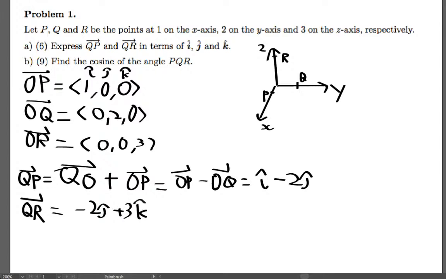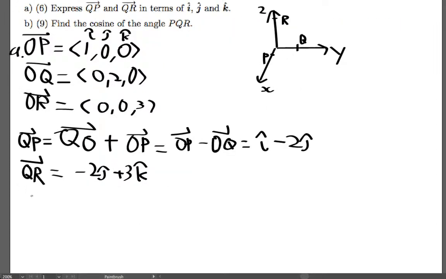But yeah, this is how you write it in i, j, and k. So this thing is worth 6 points. Pretty good when you actually figure this out. And then, okay, this is only part A.